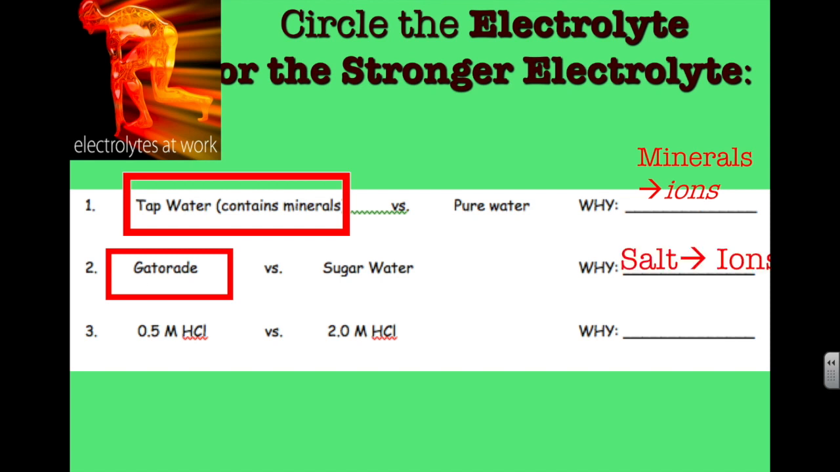So the salt is the ions, and now we have 0.5 molar and 2 molar hydrochloric acid. You may or may not have covered molarities yet, but molarities are your concentrations. The higher the number, the higher the concentration. So this is more concentrated, which means we have more ions right here. That means that 2 molar HCl will be a stronger electrolyte.